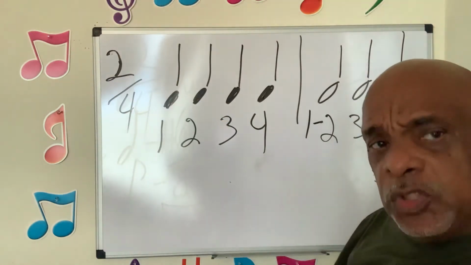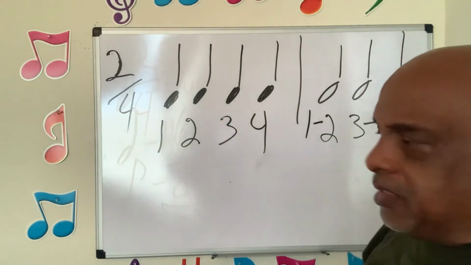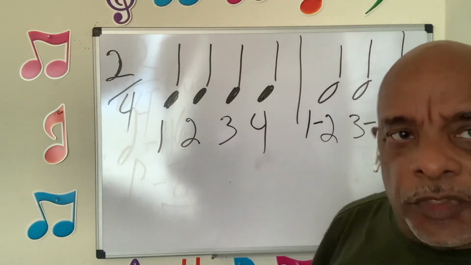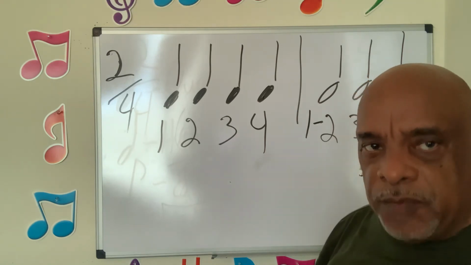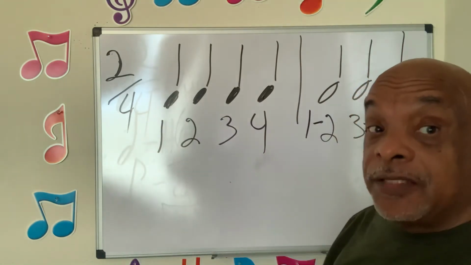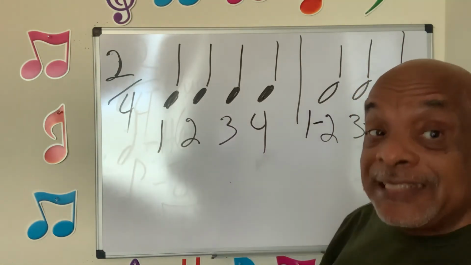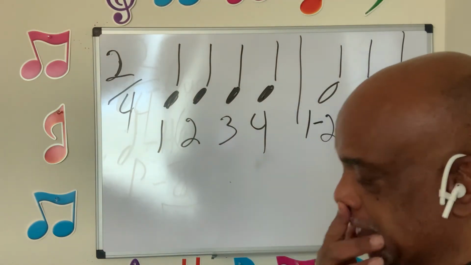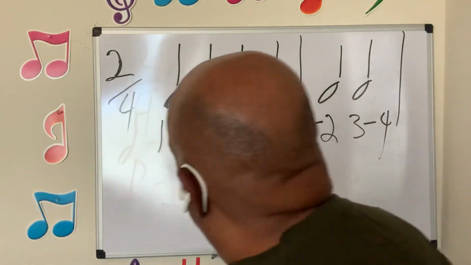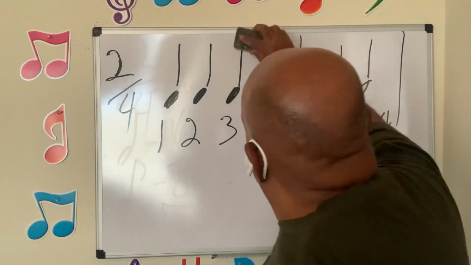2/4 time. That top 2 tells me that there's only going to be 2 beats in each one of those measures. Okay? There's only going to be 2 beats in each one of those measures. But the bottom 4 says what? That quarter note is still going to get 1 beat. So let's see. Let's make the difference now. All right, here we go.